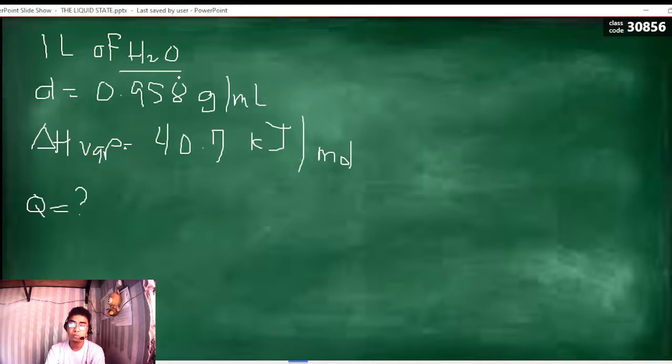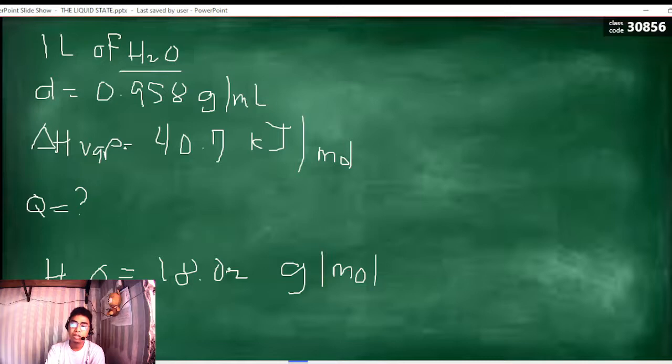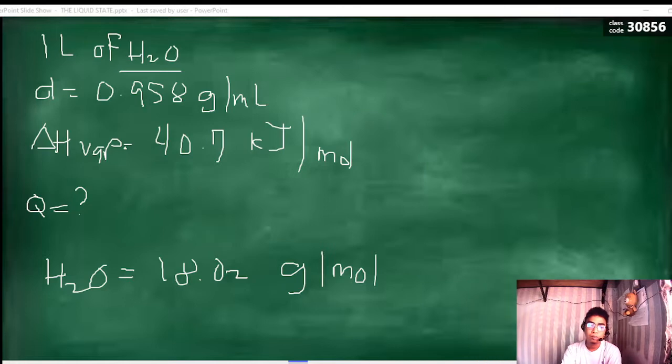So we have here the water, which is H2O, and the molar mass of water is 18.02. Shortcut na, since oxygen is 16 and hydrogen is 1. So the molar mass of H2O is equal to 18.02 grams per mole. That is the molar mass of the water.